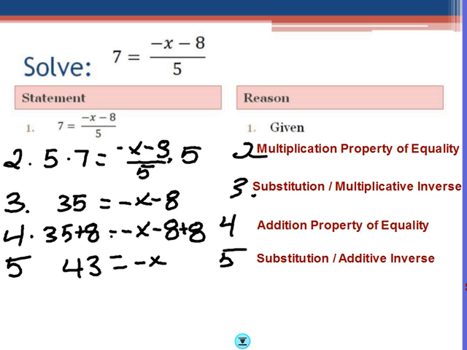From step 5 to step 6 now, we see we have a negative x, and we don't want negative x. We want it to just be x. So I'm going to divide both sides by negative 1. So I have 43 divided by negative 1 equals to negative x divided by negative 1. So to justify that, we know that's going to be our division property of equality.